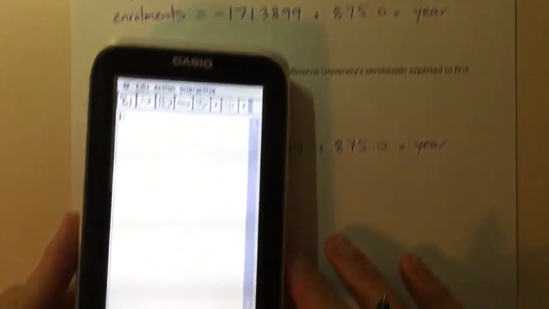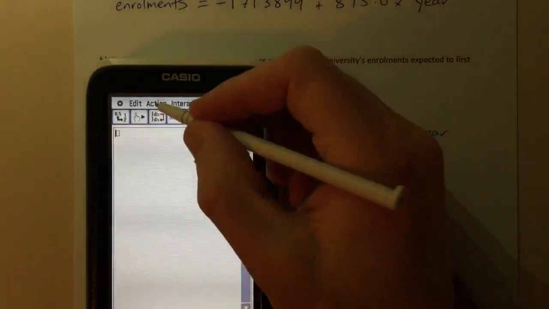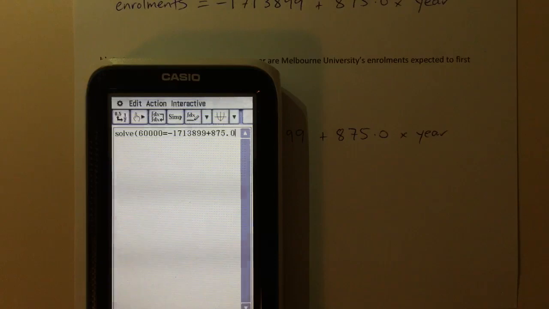jump into the main screen. And we're just going to use Action, Advanced, Solve, with 60,000 times X. Remember, if you're solving for X, you don't have to do anything extra to the end of the equation because your calculator will by default always try to solve for X.